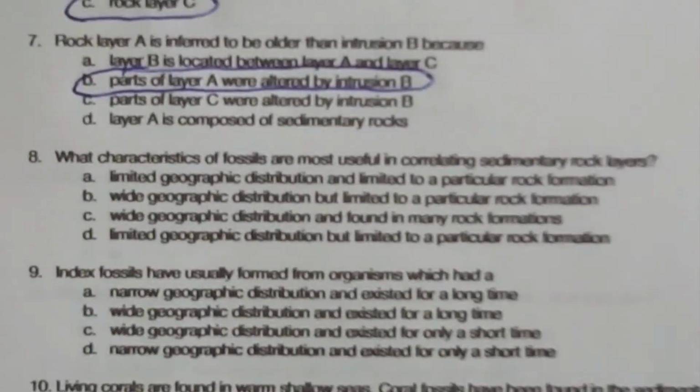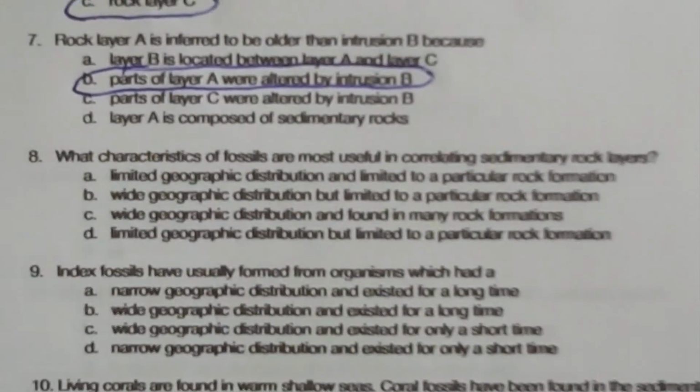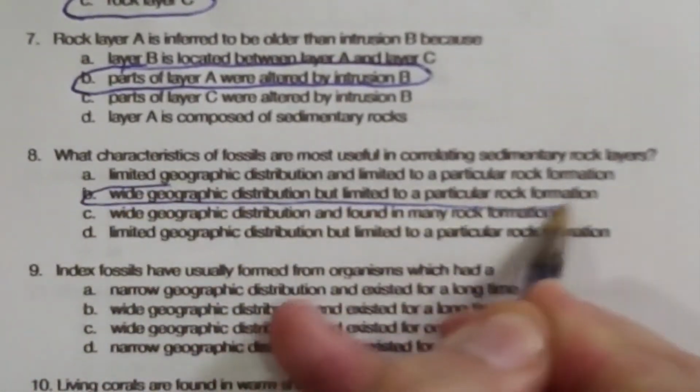Which characteristic of fossils are most useful in correlating sedimentary rock layers? What we want to do is use index fossils, which are located in many places around the world, so they have widespread geographic distribution. But these types of organisms only existed for a short period of time before they became extinct, so they mark a very short time period. We're going to find them in certain very particular rock layers. So we want a wide geographic distribution, but limited to particular rock formations. Index fossils have usually formed from organisms which had a wide geographic distribution but existed for only a short time.